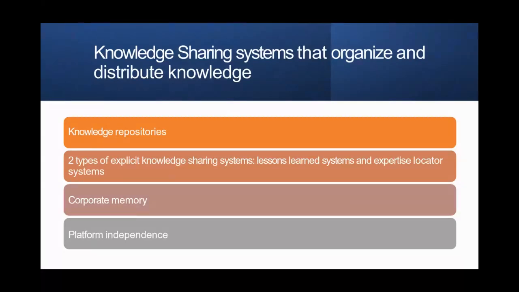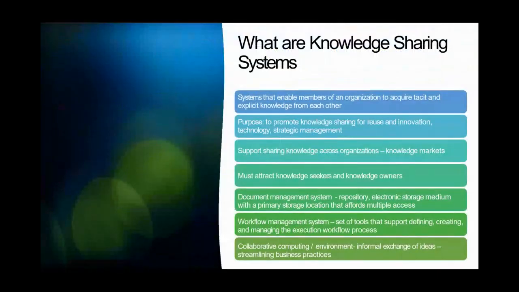So here they're saying two types of explicit knowledge sharing systems. Lessons learned systems and expertise locator systems. This is where I want you guys to do your presentation on. The second one. Expertise locator systems. Okay, but we'll talk more about that later. Then you've got corporate memory. Then you've got platform independence. Okay, so those are some of the key things.